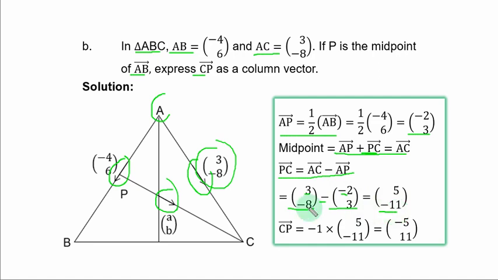You have to interchange the position of vector PC to CP. As you are doing that, you always multiply the vector you are switching by minus 1. So vector CP is obtained by multiplying vector PC by minus 1. If you do that, you have the column vector minus 5, 11.